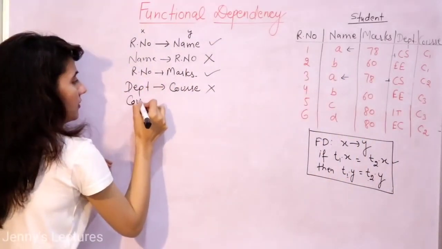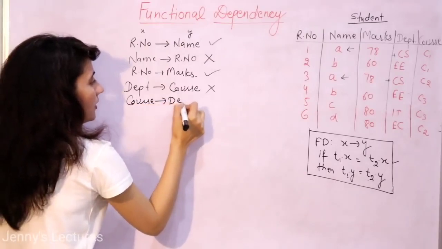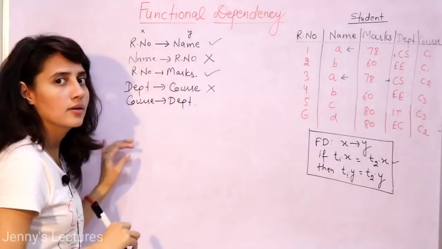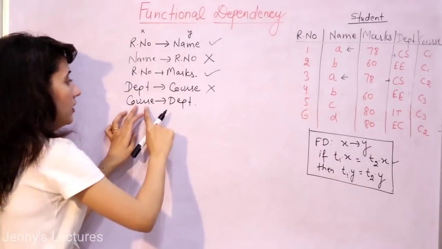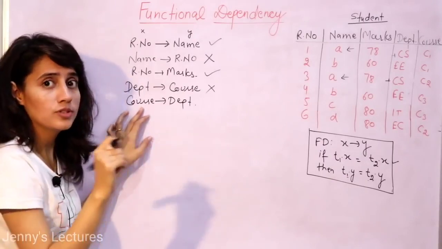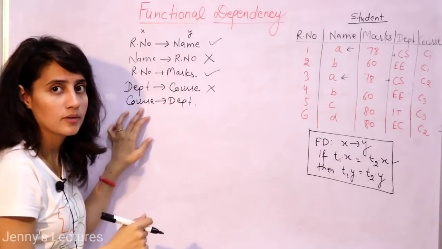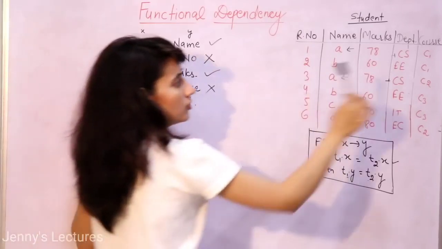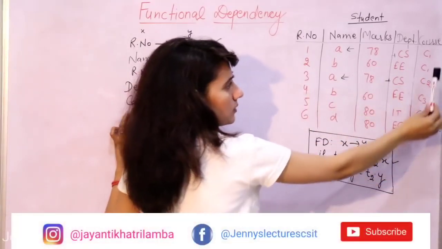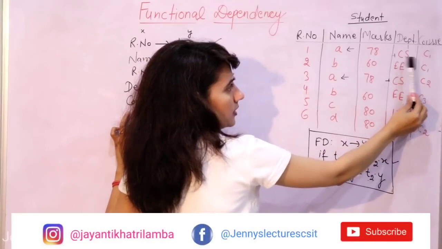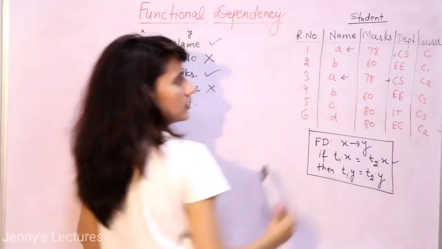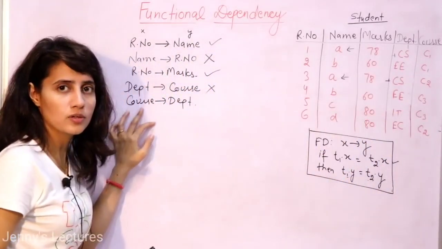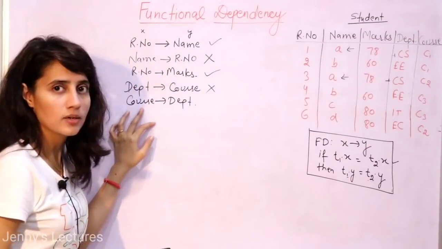Now if I write course determines department, check, if I say course is C1, now tell me the department corresponding to that. Now course is C1, right? Department is CS, but course is C1, here department is EE. So that is confusing. What should I tell you, CS or EE, right?